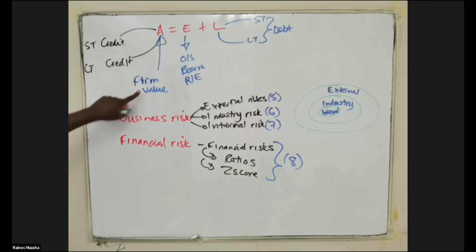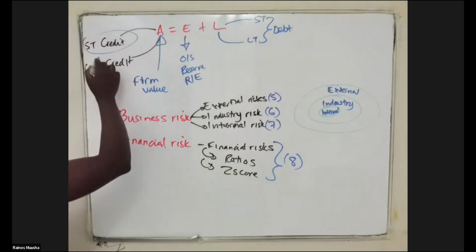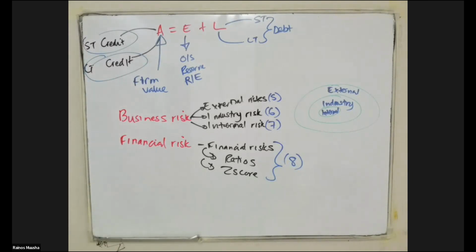So when you're now looking at credit risk management, you're saying, how do we ensure that we're able to maximize the return from the short-term and long-term assets that we are investing in, so that we're able to get what? Returns as well. So the more the returns are maximized there, the higher the value of the firm as well.